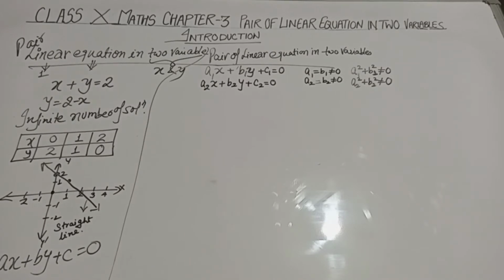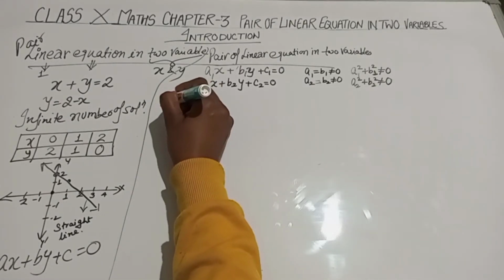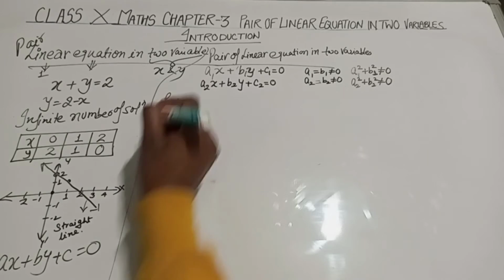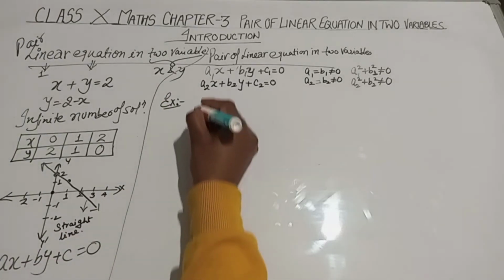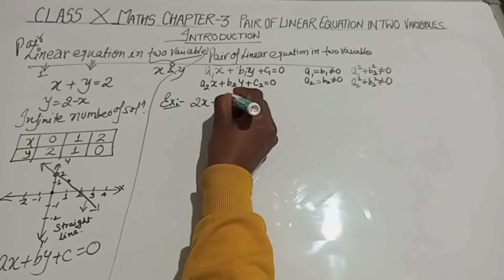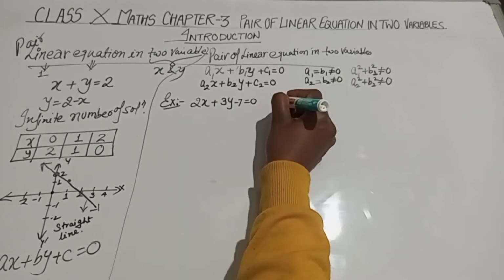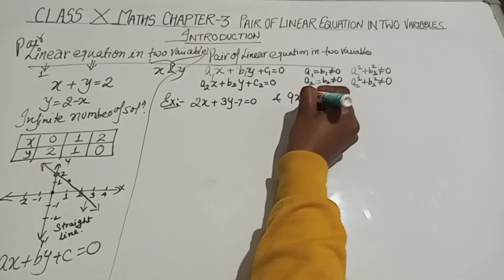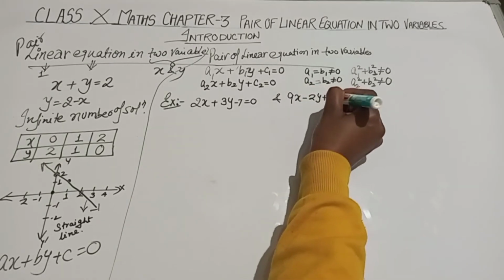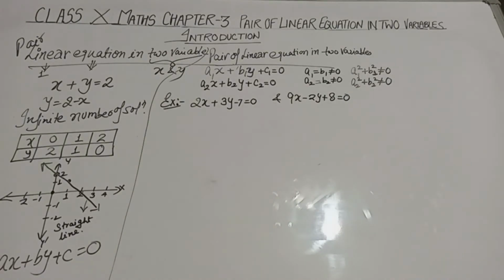Let us take some examples. An example is 2x plus 3y minus 7 is equal to 0, and 9x minus 2y plus 8 is equal to 0. Do you know what they look like geometrically?